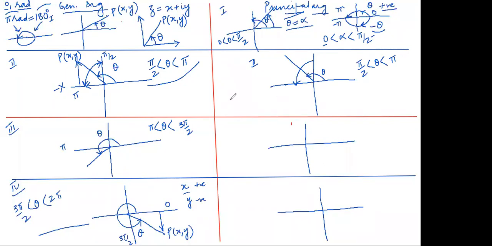So what is the relation? Theta is equal to pi minus alpha. Okay. Now, Sehaj, I want to ask you, do you understand this? Why is theta equal to pi minus alpha?